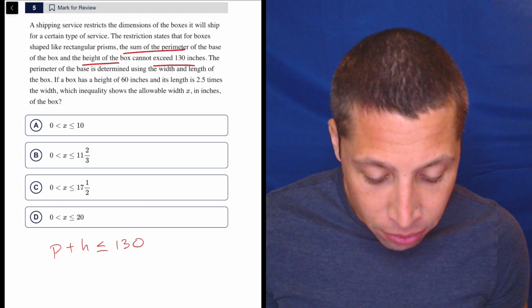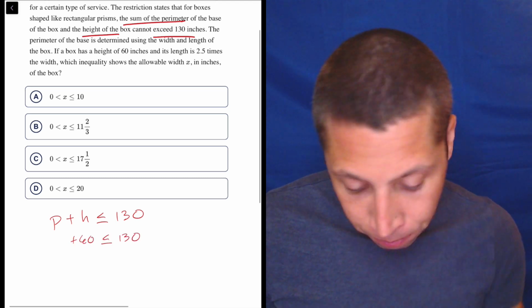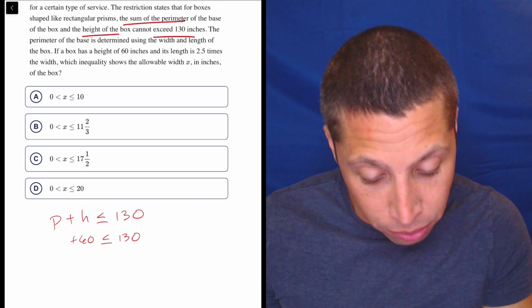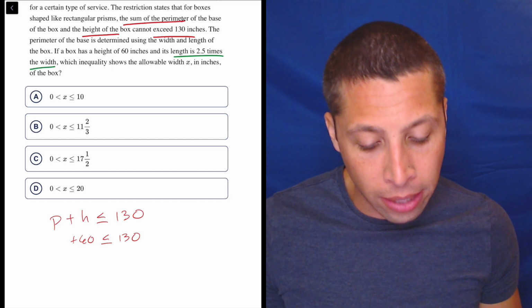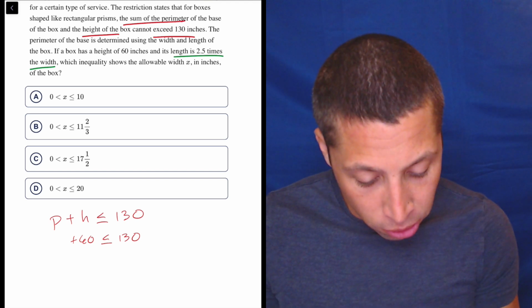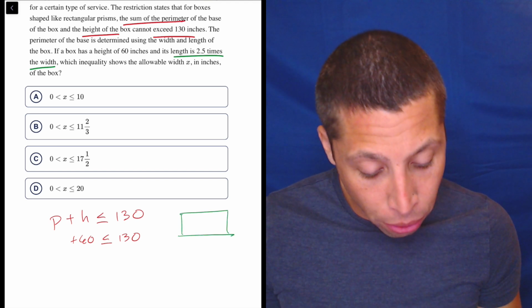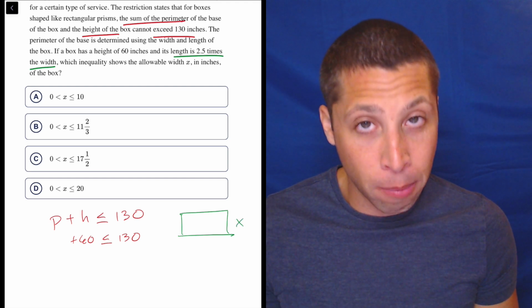If a box has a height of 60 inches, so plus 60 is less than 130, and its length is 2.5 times the width. So here's a new kind of instruction. Length is 2.5 times the width. Which inequality shows the allowable width x in inches? So let's make our little box right now. We're looking at the bottom, and we have the width, which is x, so that's here, and the length is 2.5 times the width.